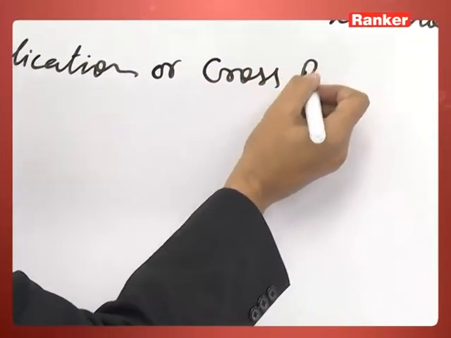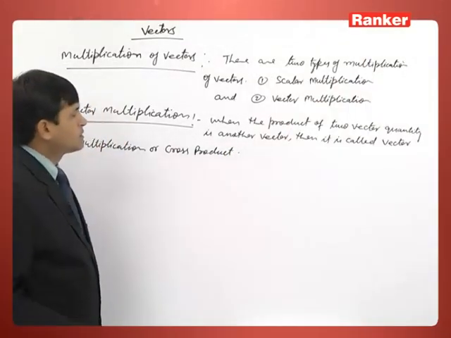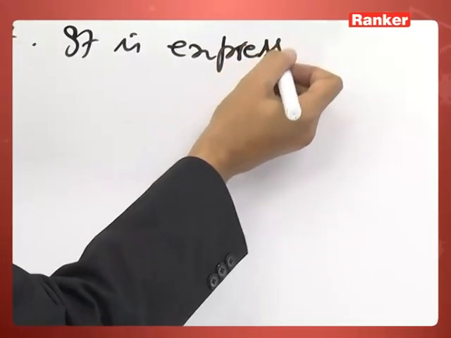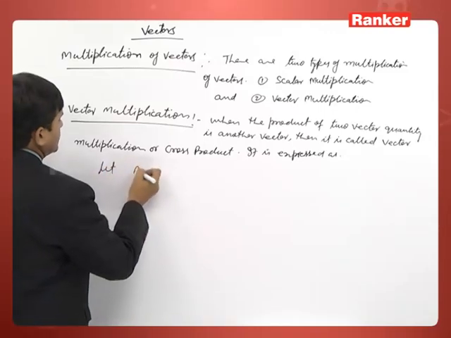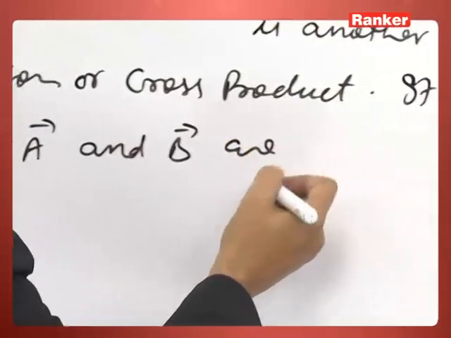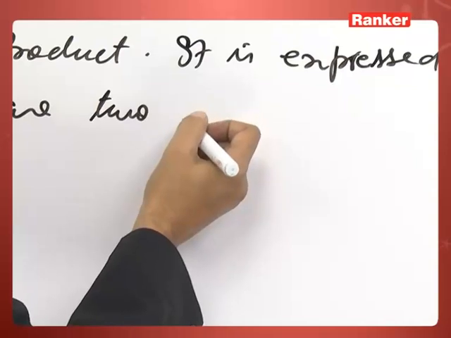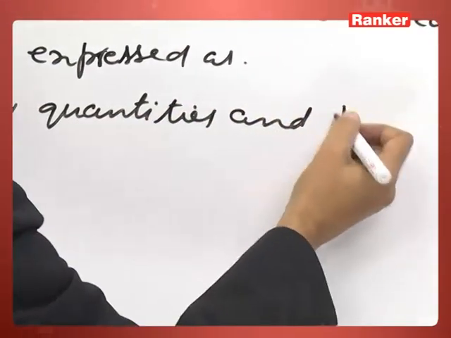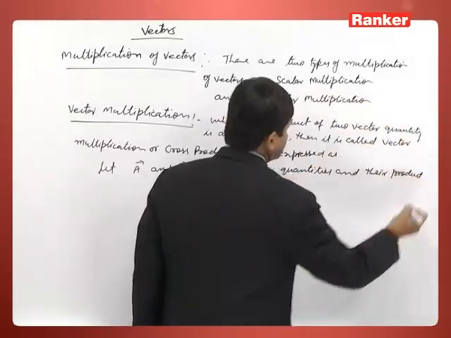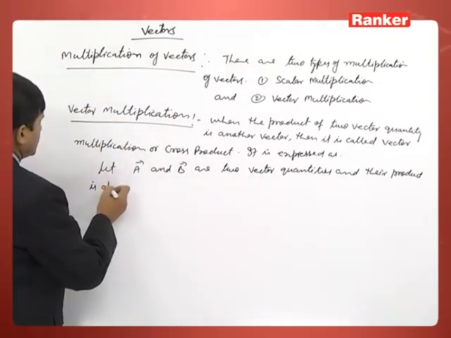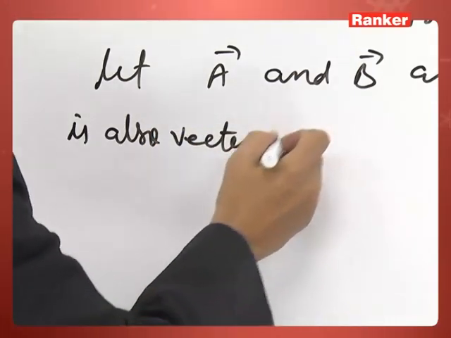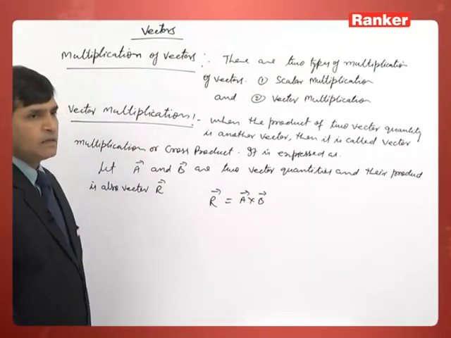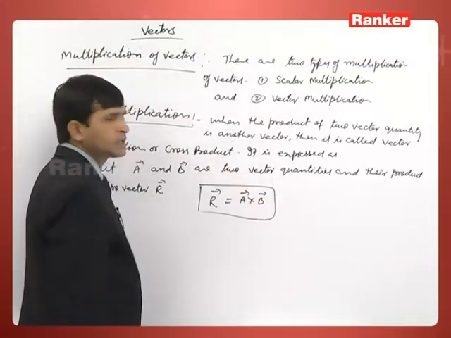Or cross product. It is expressed as, let A and B be two vector quantities, and their product is also a vector, R. So, R is written as A cross B. Since we are using the cross symbol, that is called your cross product.